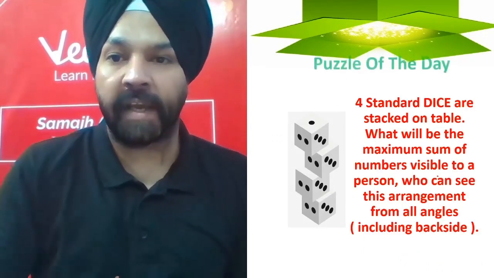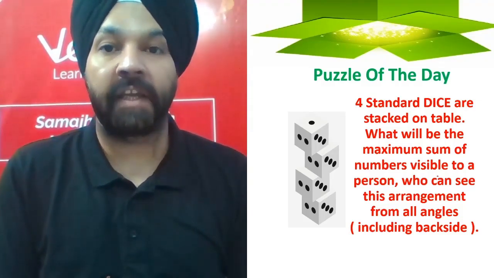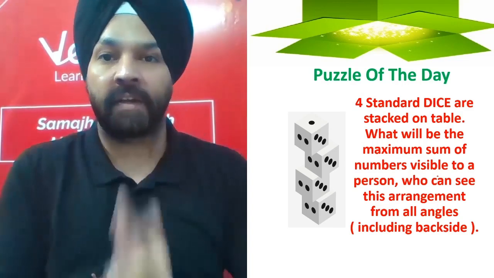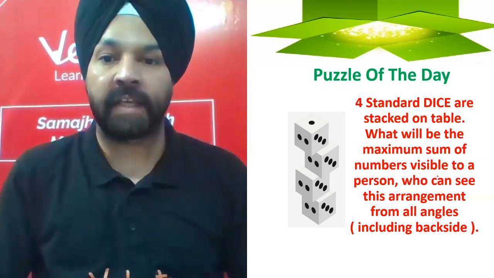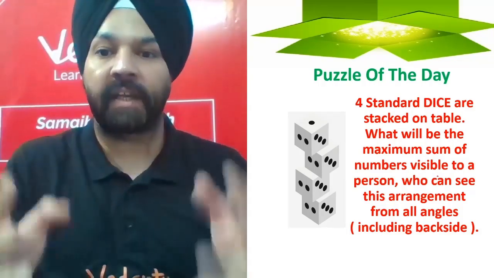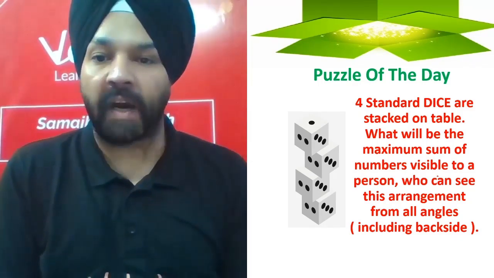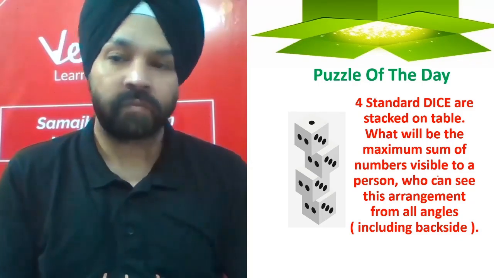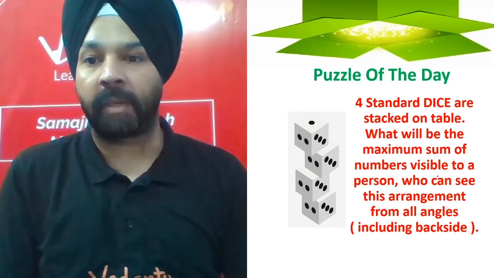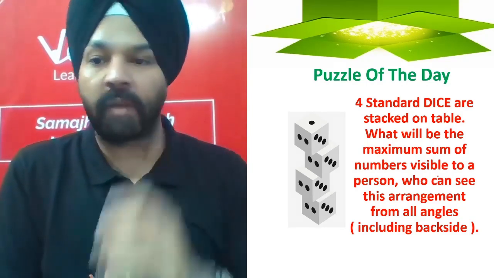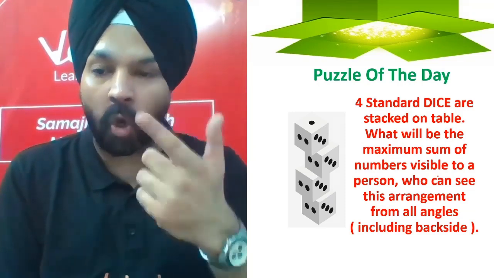This is your today's puzzle of the day. And the children who give the right answer, I will try to speak out their names in the next session. Puzzle of the day says, a very interesting puzzle: 4 dice placed one on another looking like Antilla, but we can see very few faces. 1, 2, 3, 2, 3, 2, 3, 2, 3 are visible. So the question says 4 standard dice are stacked on a table. What will be the maximum sum of numbers visible to a person who can see this arrangement from all angles including the backside?